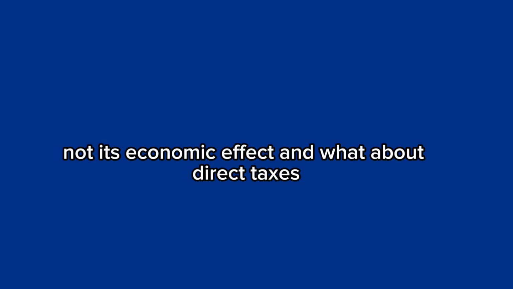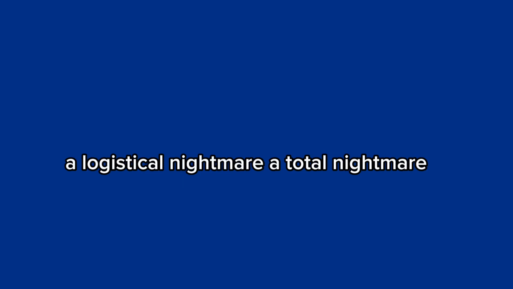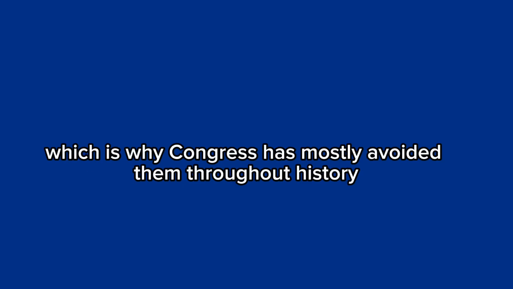And what about direct taxes? These are taxes on property or on people themselves. Those are different. The Constitution originally required that direct taxes be apportioned among the states based on their population. This was incredibly complicated and politically difficult to do. That logistical nightmare. A total nightmare, which is why Congress has mostly avoided them throughout history.